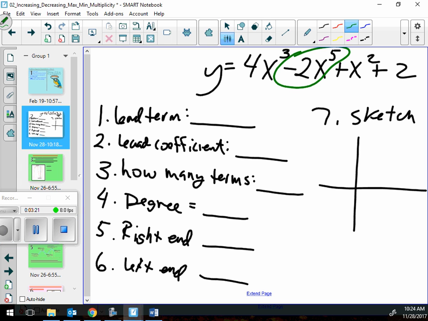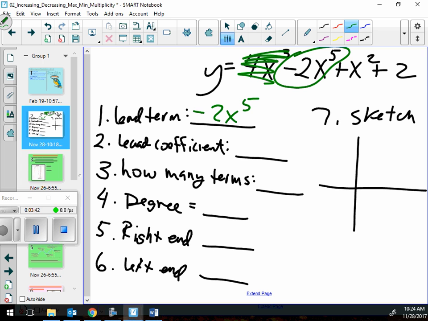That's the lead term. Why? Because it's got the biggest power. So if you were basing everything on 4x to the third, you just got them all wrong. Just be careful with that. I'm not going to ask who did that, but I'm sure there's somebody in here who probably did. All right, questions so far? That's the lead term. So it's negative 2x to the 5th.